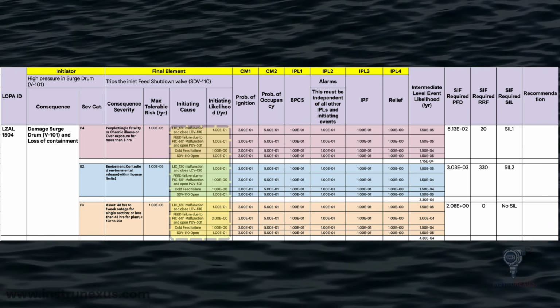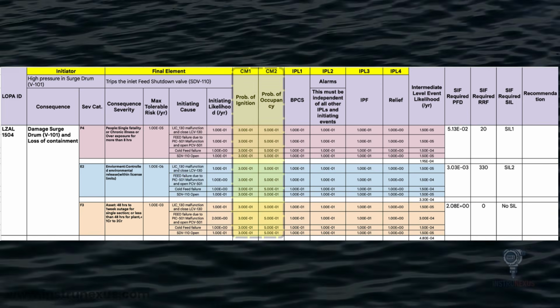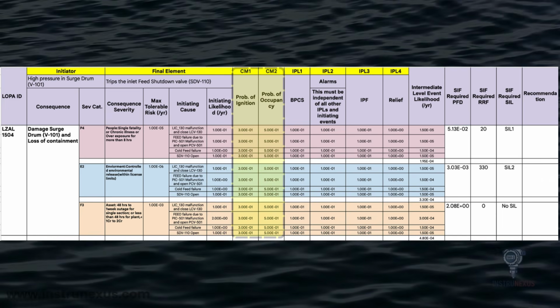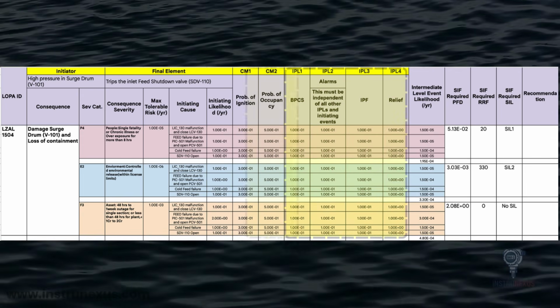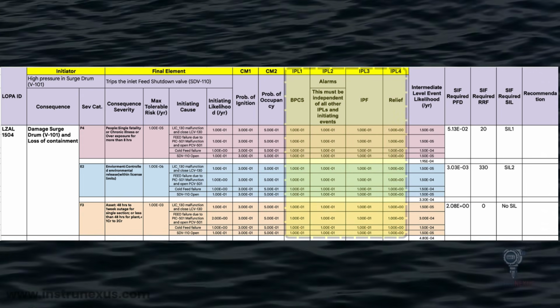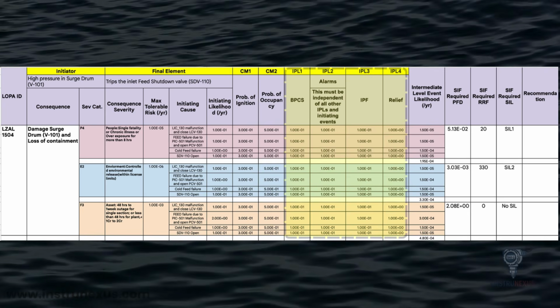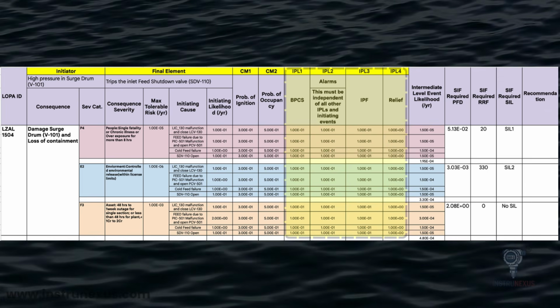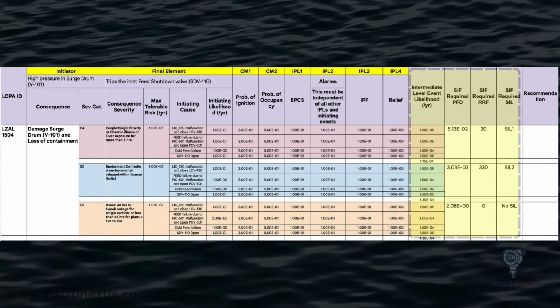Moving to the middle, we apply our credits. This section lists conditional modifiers, such as the probability of ignition or personnel occupancy. We then list existing independent protection layers, IPLs, including basic process control systems, alarms, and relief devices. Each of these is assigned a value that reduces the risk.